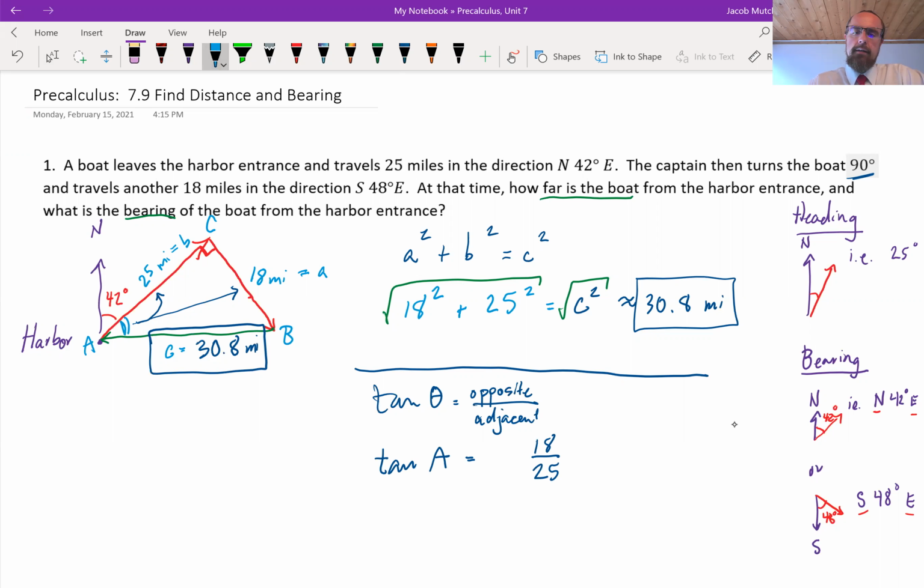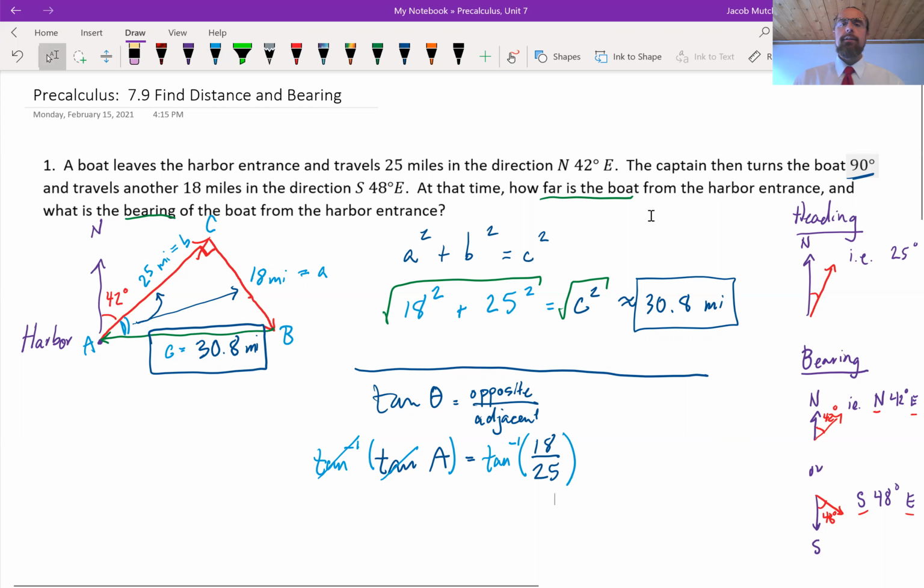So recall, if I have tangent of an angle, but I want the angle measure, I can apply the inverse tangent ratio. And what that will do is it'll cancel the tangent function. They're inverses of each other, and it'll just leave me with angle A. And that's going to be equal to the inverse tangent of 18 over 25. So like with our first task there, we're going to take this to the calculator to finalize the calculation.